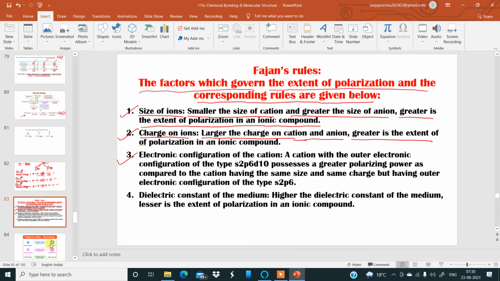The third one is the electronic configuration of the cation. A cation with an outer electronic configuration of the type s2p6d10.